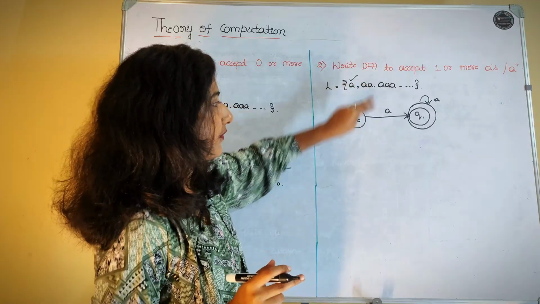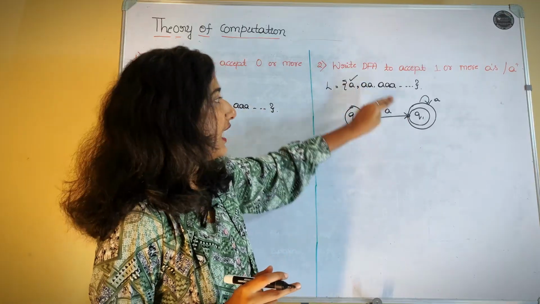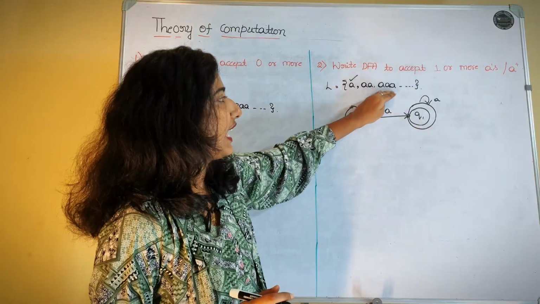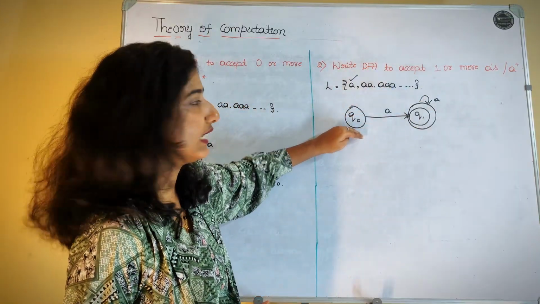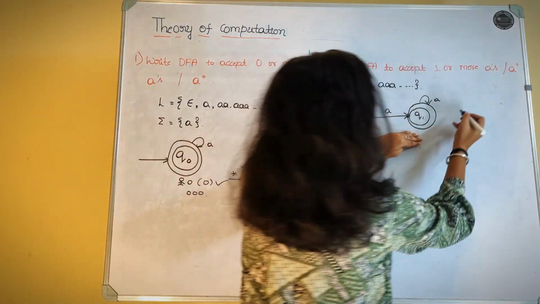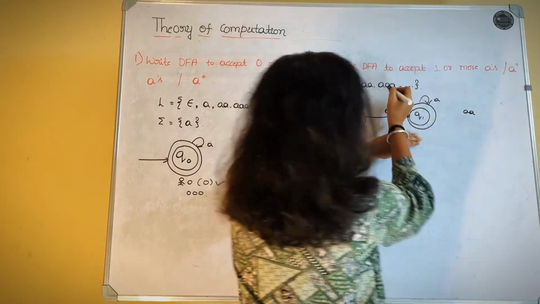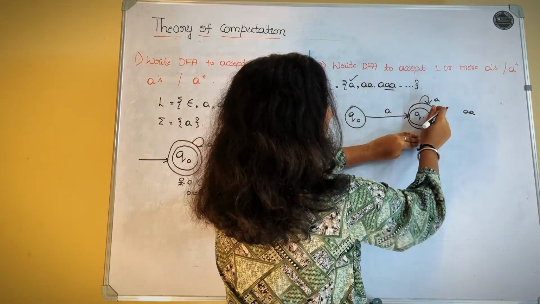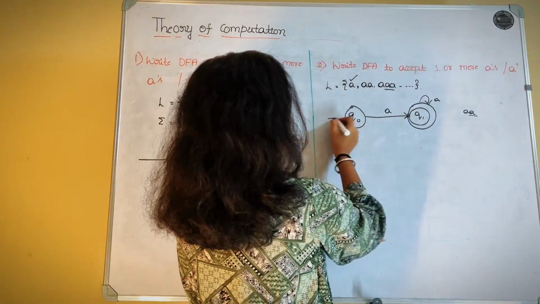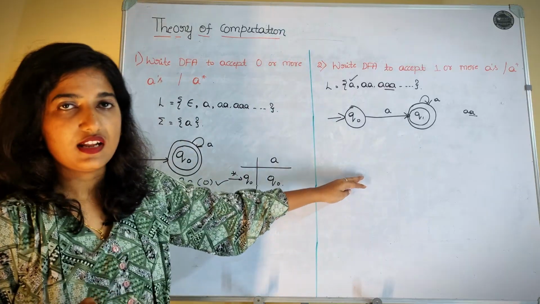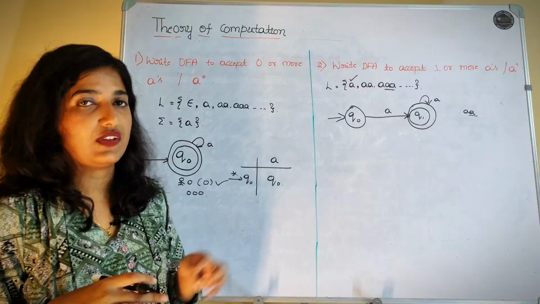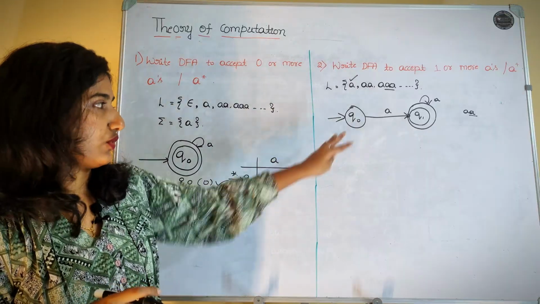If it gets 2 A's, then it should move to the final state, and if it gets another A, it should be in the final state only. So it should be like Q0 on A, it is moving to the final state, and then we have A left, correct? So it should be A in the final state only, done, and then A in the final state only, done. So the string is accepted, clear? So for our problem, for this string to get accepted, we have to write the solution, okay?